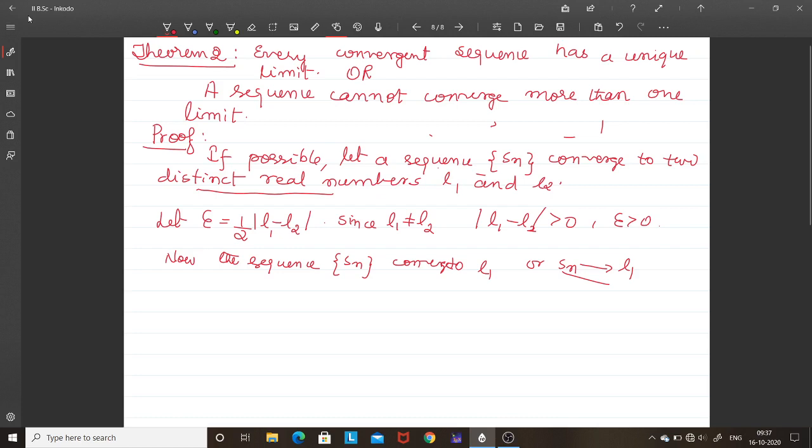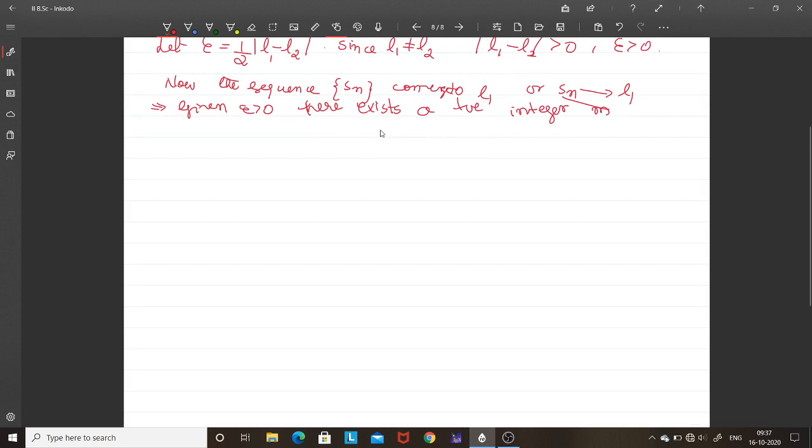We'll apply the definition, that is, given this it implies, given epsilon greater than 0, there exists a positive integer m1 such that mod of Sn minus L1 is less than epsilon by 2 for all n greater than or equal to m1. Epsilon by 2 doesn't matter, it was said it has to be epsilon, let's take epsilon by 2.